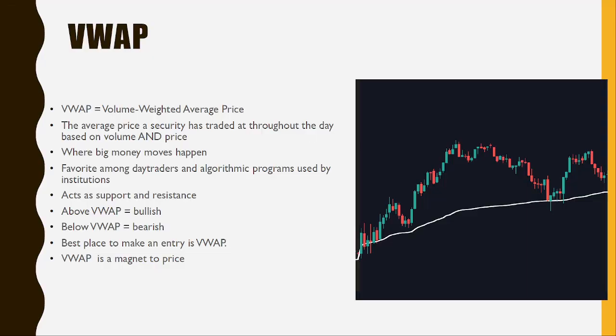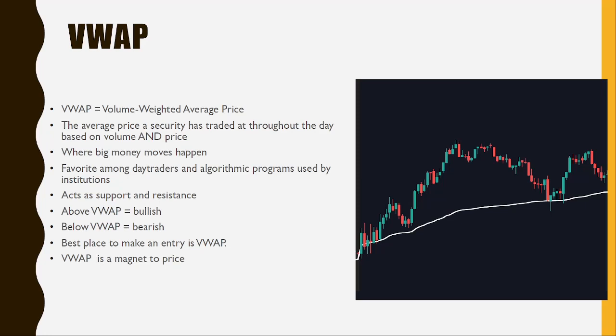So yeah, the VWAP. If I could only trade with one indicator my entire life, it would definitely be the VWAP. And what is the VWAP? It is the average price a security has traded at throughout the day based on volume and price. So EMA is only considered price.